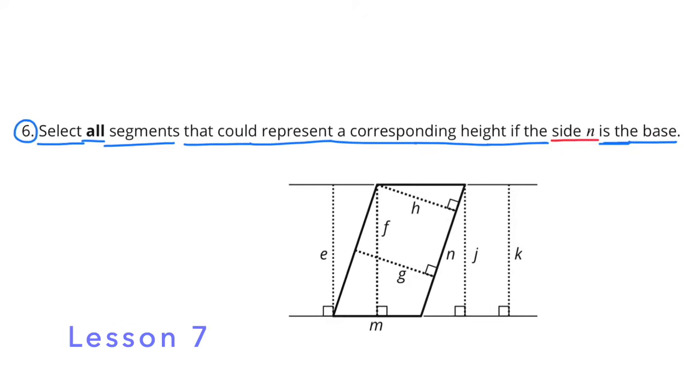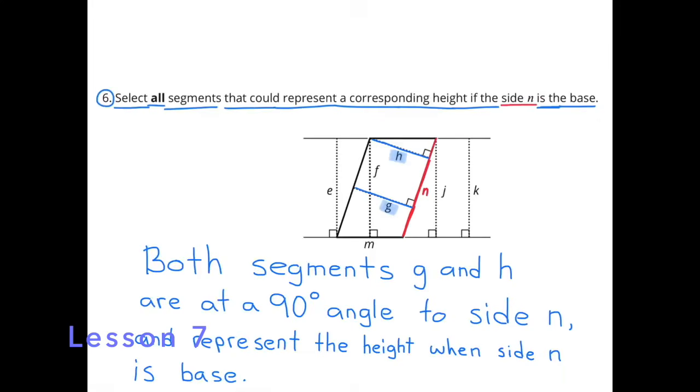Number 6. Select all segments that could represent a corresponding height if side N is the base. In order to find the height, we need to find side lengths that are at a 90-degree angle compared to side N. I've drawn side N in red, and both segments G and H are at 90-degree angles to side N and represent the height when side N is base.